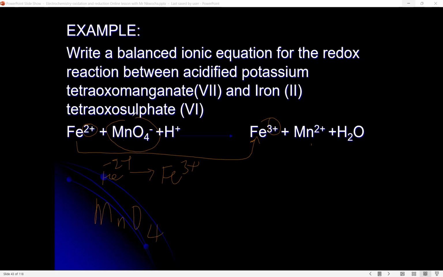MnO4 minus has changed to Mn2 plus. That is the reason we have to bring in hydrogen here and take away water here. The only reason is that atom balancing is one of the biggest things. Here there is oxygen, and there is no oxygen here. That is why we have to introduce this hydrogen.